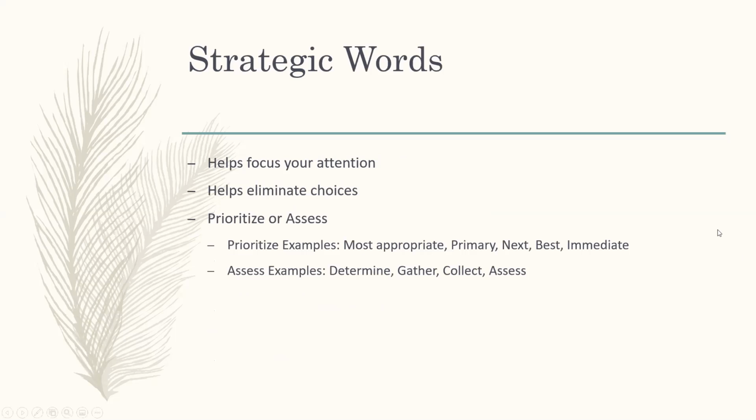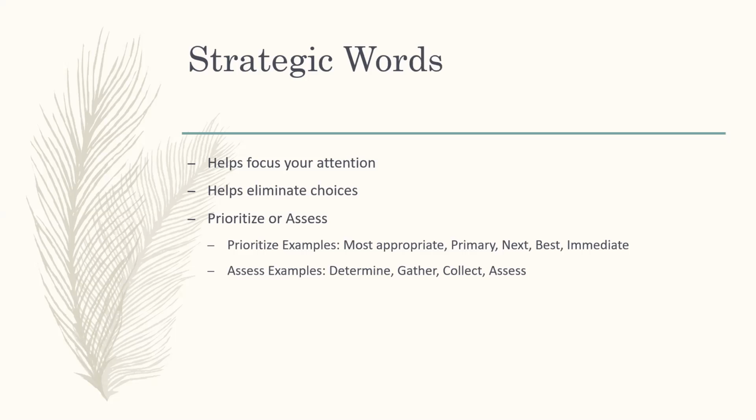So, strategic words. One of the things that you can do is look for specific words within your question, within the root of everything that the question is asking you, to help focus your attention. It'll also help you eliminate answer choices. And there's usually one of two ways that strategic words are going to play here. It's either going to help you prioritize or it's going to help you assess.